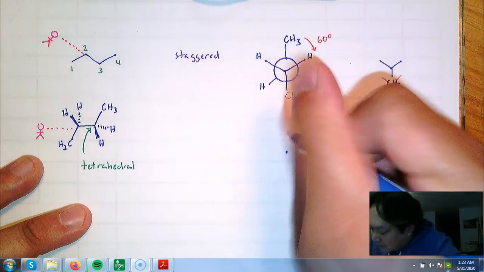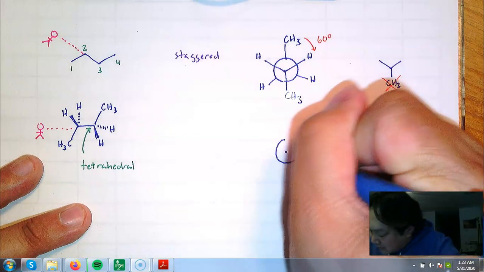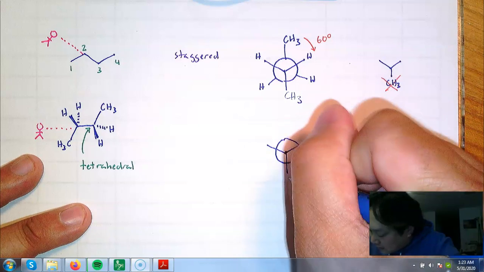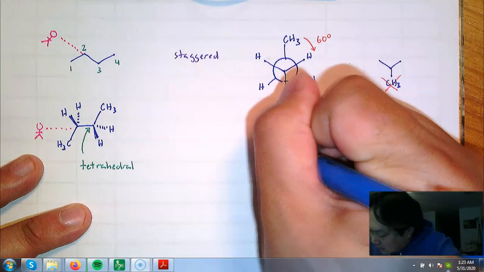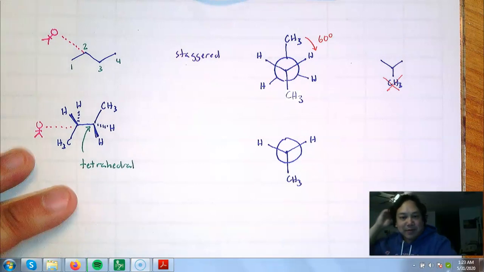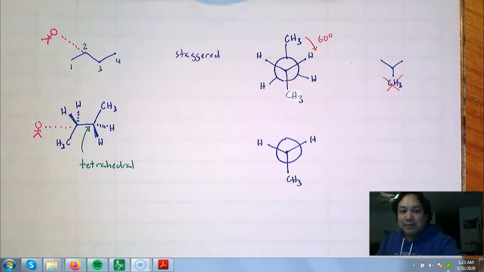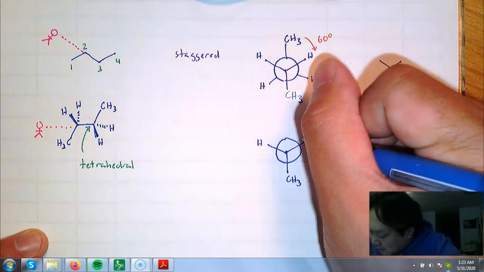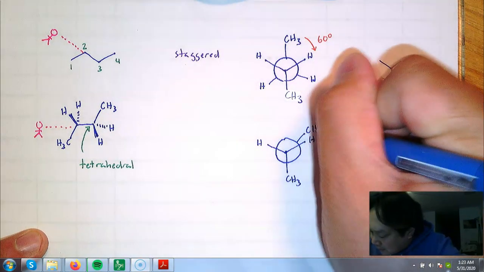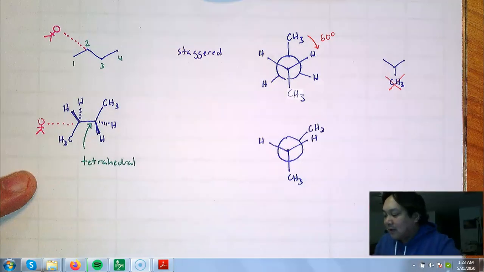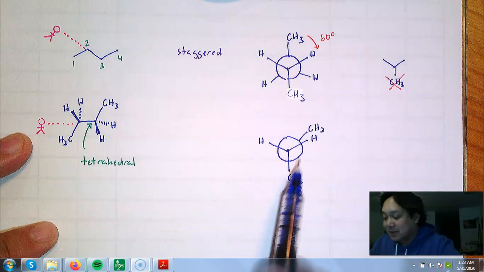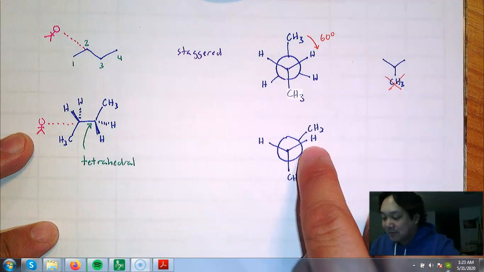What I need to be concerned about now is drawing my template, hold the front carbon steady, and the eclipse is the hard one to make, right? Because they're on top of each other. So that methyl group now is right behind this hydrogen, and I'm just going to skew it a little bit. If it's very clearly not staggered, the grader is going to assume it's eclipsed, and that's what we want, eclipsed.